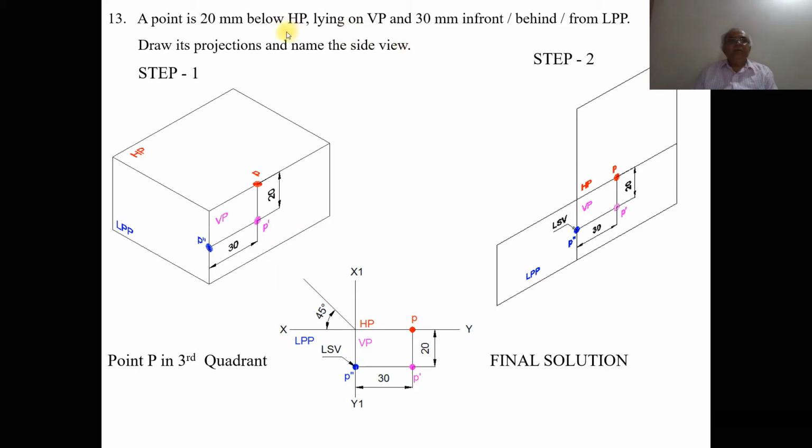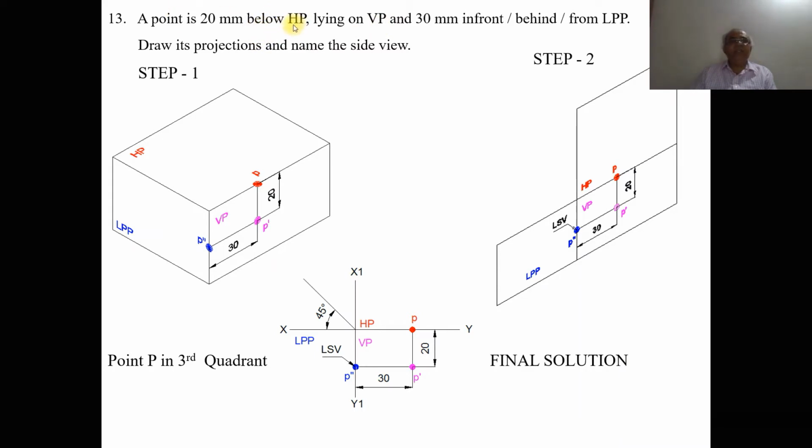So here, he talks about below HP, lying on VP. Since it is lying on VP, it can be either in front of VP or behind VP. So the condition is a little bit ambiguous because he says lying on VP, so we cannot take this VP condition as the requirement. Now we'll come back to the other condition.